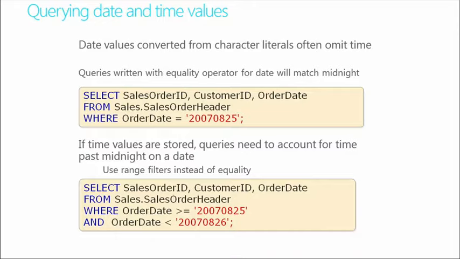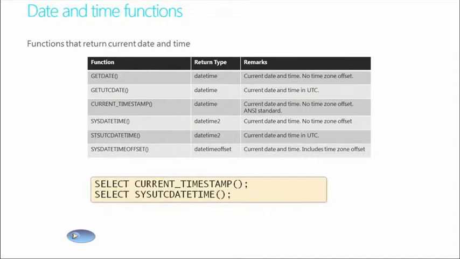Querying date and time values, again, we've just seen how to query one of them. They're talking here about how values are stored. Queries need to account for time past midnight and date. That's pretty much what you were just talking about with the precision of that item there. So we won't spend too much time on this, but it's good to understand what the options are and take advantage of those new date and times.